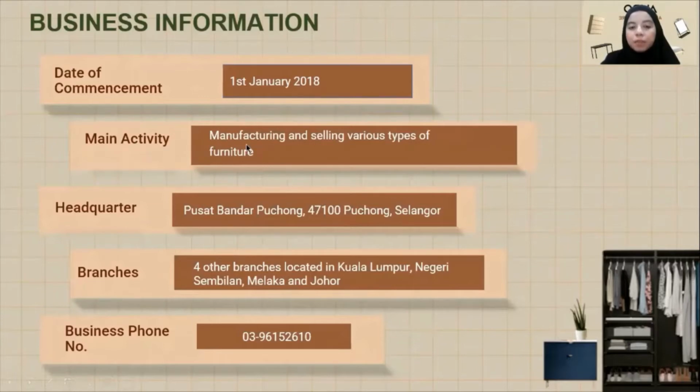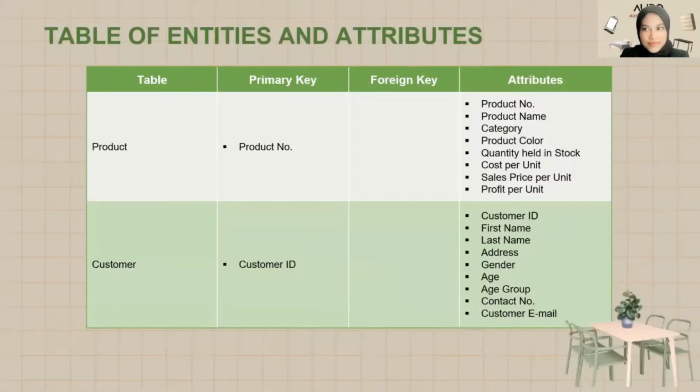Our main activity is manufacturing and selling various types of furniture. Auro Furniture headquarters is located at Pusat Bandar Puchong. We have 4 other branches which are located in Kuala Lumpur, Negeri Sembilan, Perak and Johor. This is our business phone number.